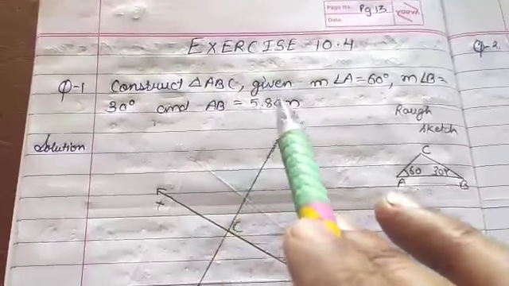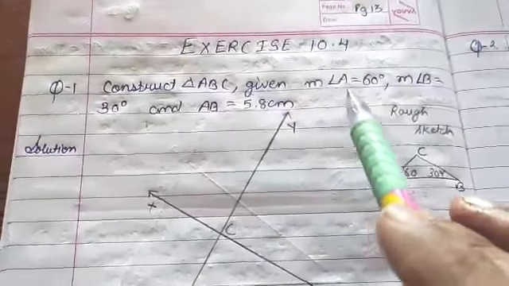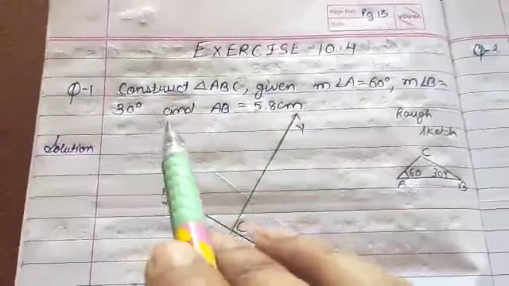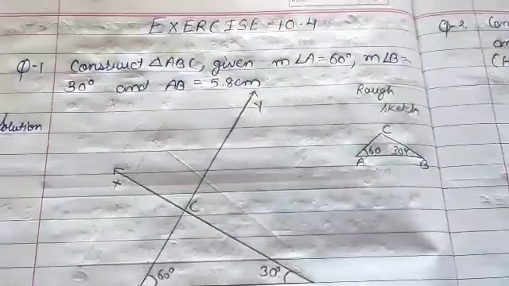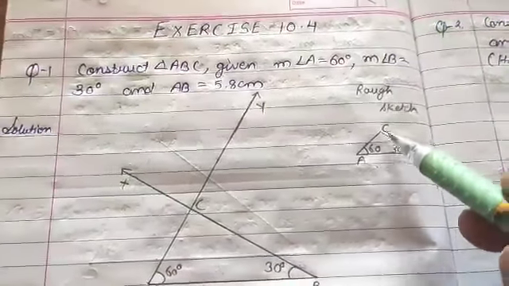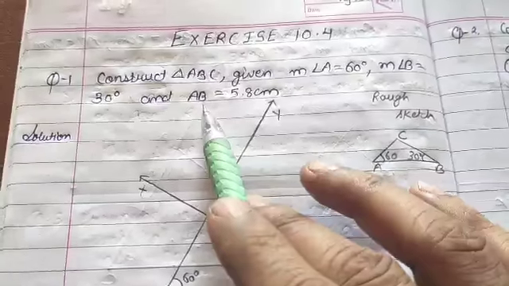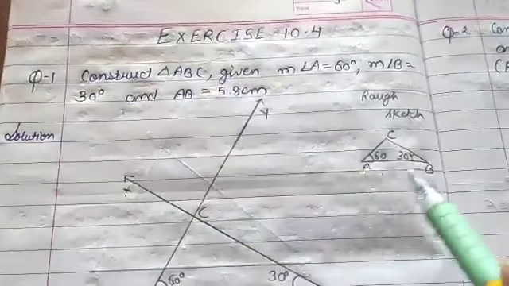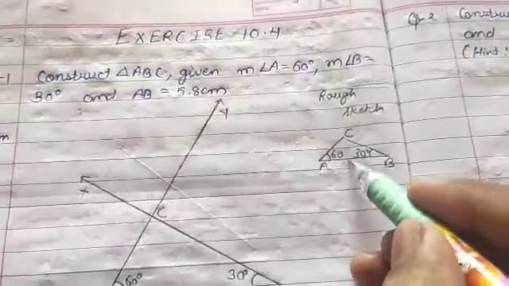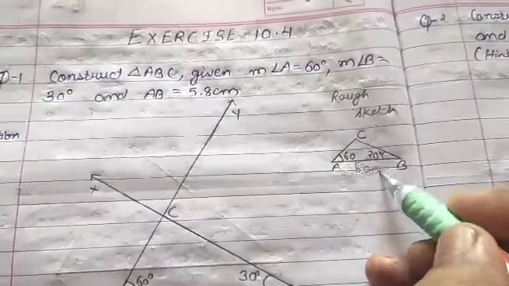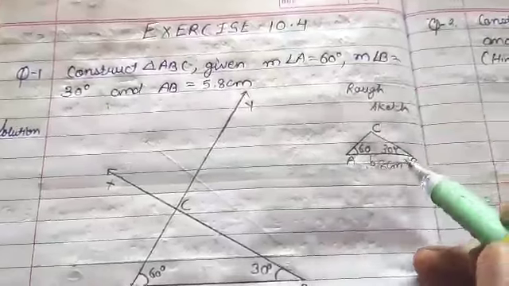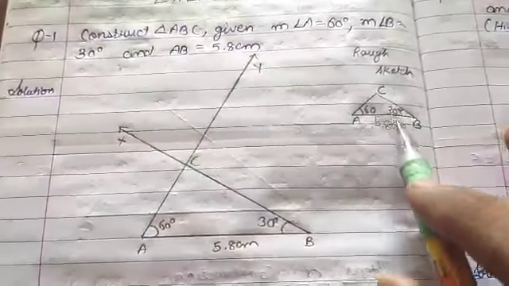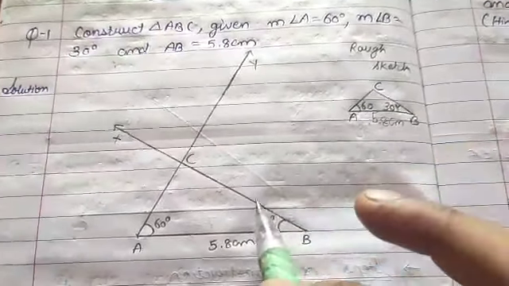Construct triangle ABC. Given: measure angle A is 60 degree and measure angle B is 30 degree and AB equals to 5.8 centimeter. Now let us first draw a rough sketch. As only one side is given, we will try to take it as a base, that is AB as a base, 5.8 centimeter. Then measure angle A is 60 degree and measure angle B is 30 degree. Now according to this, we will try to construct our main figure.